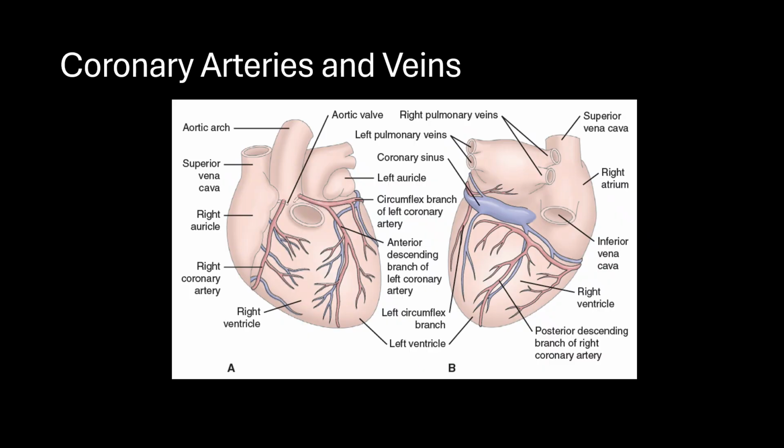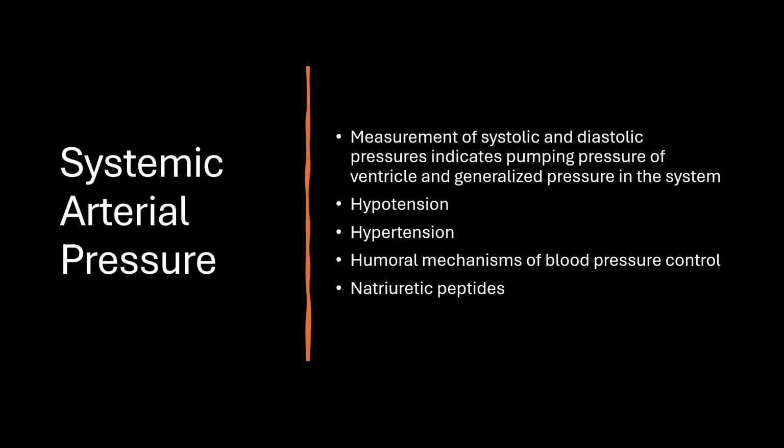Coronary arteries and veins. This diagram shows the coronary arteries branching from the aorta and wrapping around the heart. They feed the heart muscle itself. Coronary veins return used blood to the right atrium. When arteries are narrowed by atherosclerosis, oxygen supply is reduced, leading to chest pain, arrhythmias, or even myocardial infarction.